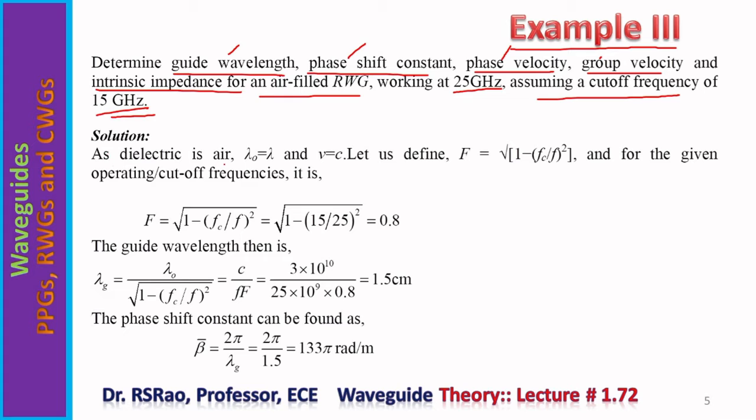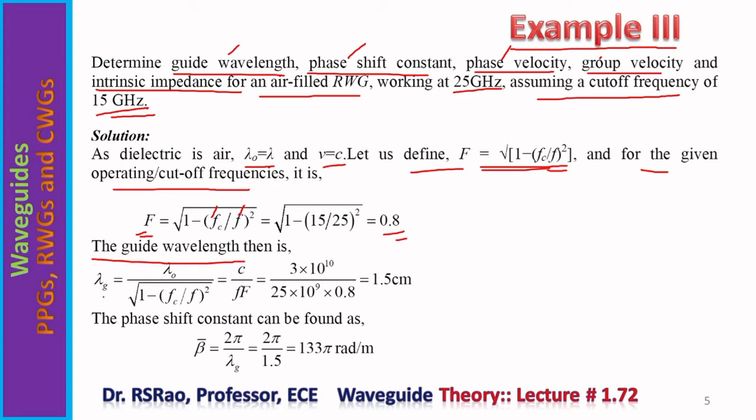Solution. As the dielectric is air, lambda naught is lambda, v equal to c. Now let us define a factor f. In the calculations, it is better first to have the value of f, because we need to use this factor several times in the calculations, so better have its value computed first. For the given operating and cutoff frequencies, f comes out to be 0.8.